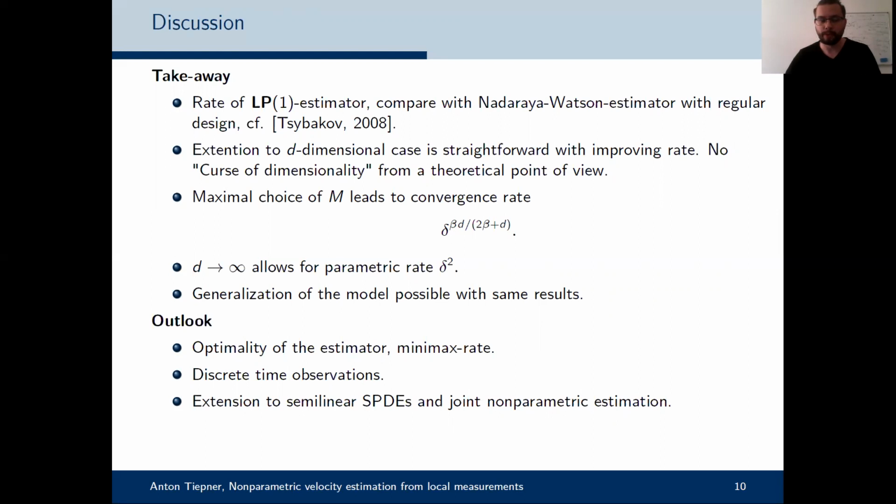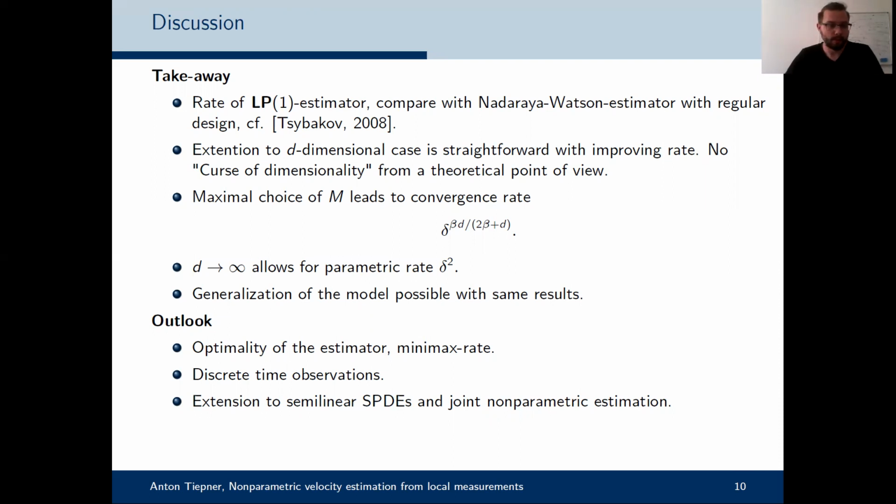And a maximum choice of spatial points m would lead to the convergence rate delta to the power beta d over 2 beta plus d. So for d tending to infinity, this allows for the parametric rate delta squared for beta equals 2. And we can also extend this result to some generalizations, for instance, initial condition, other time horizons or spatial domains, and we could also add some reaction terms as well, and would still get the same result.